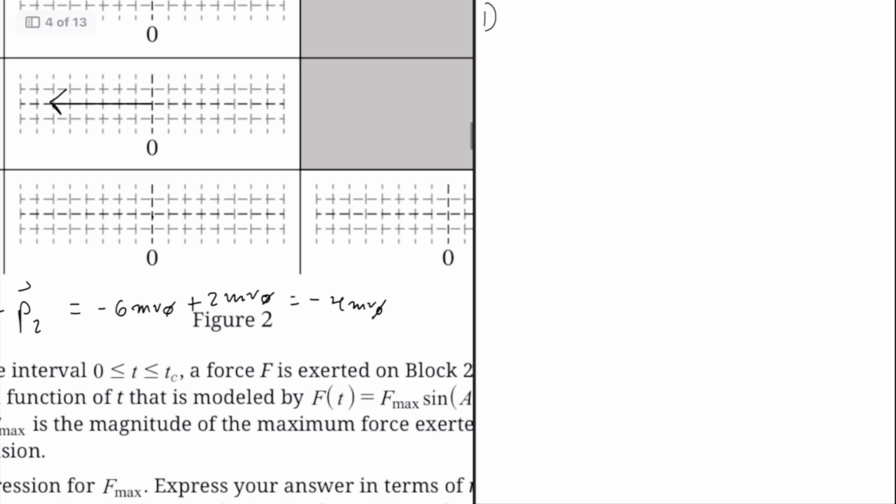I don't like the arrow. For some reason, it annoyed me. Okay, there we go. Whatever.